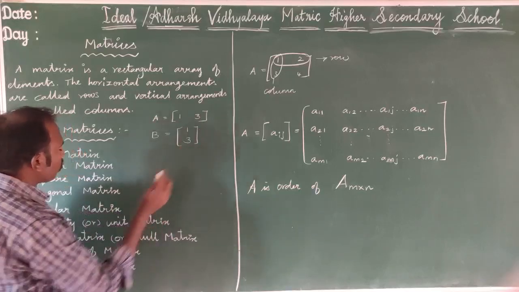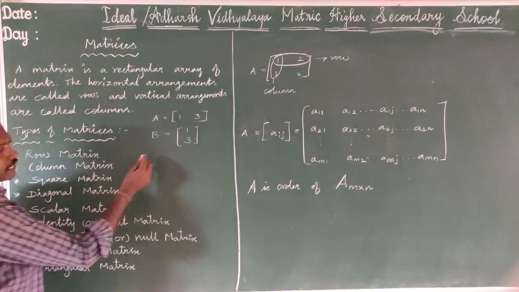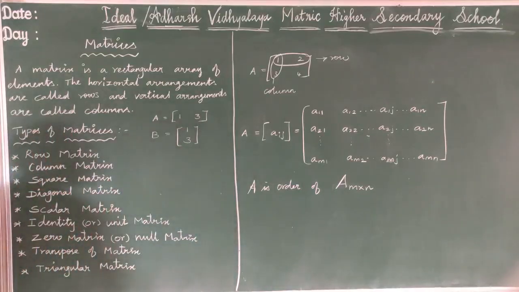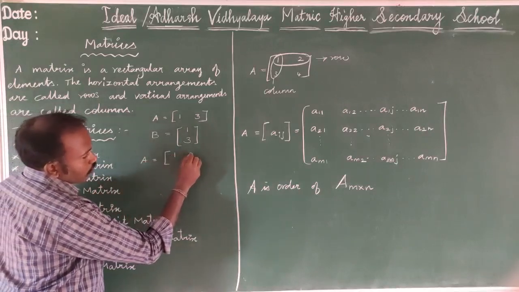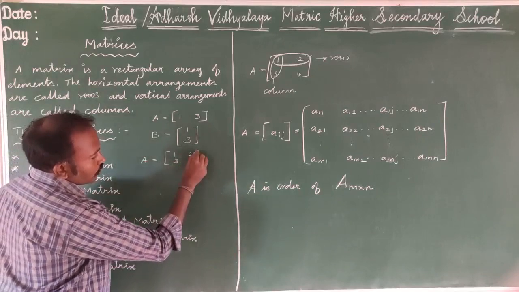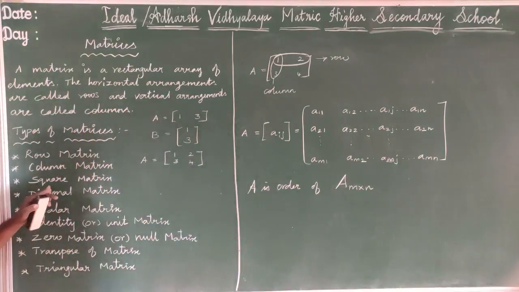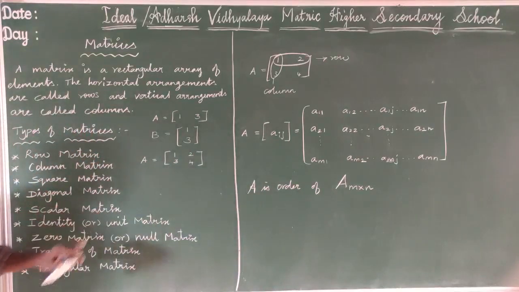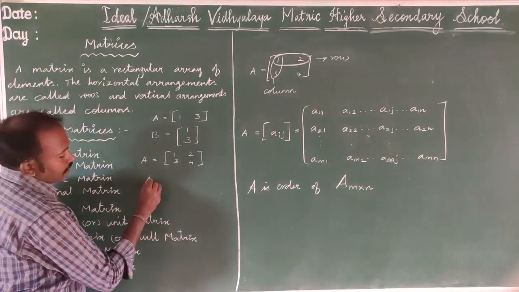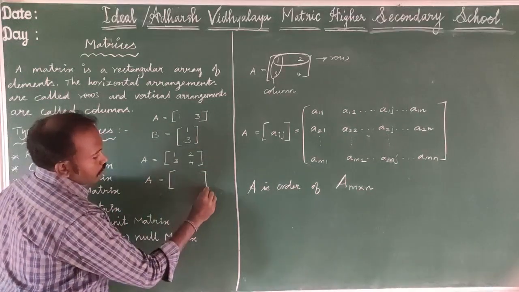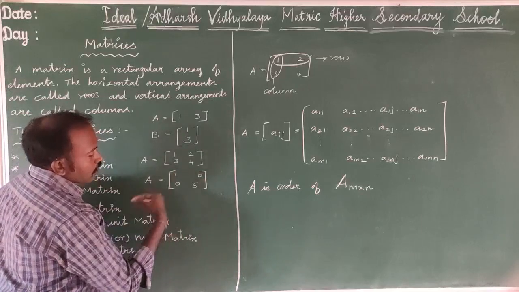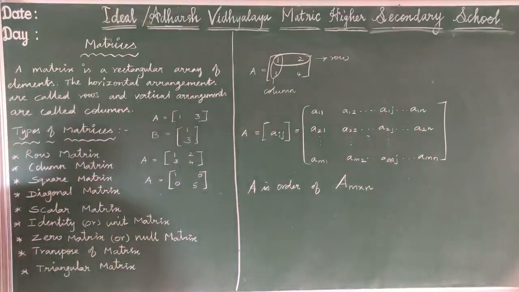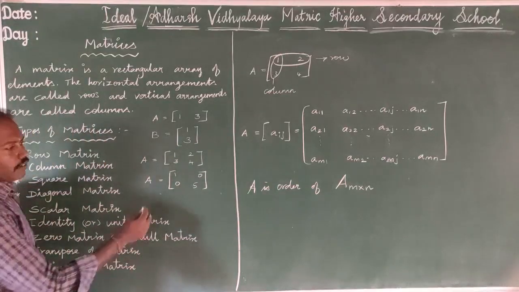Right. Next one, square matrix. That is, number of rows is equal to number of columns. Then A is equal to 1, 2, 3, 4. That is square matrix. Next one, diagonal matrix. In the diagonal matrix, the remaining elements other than the leading diagonal are 0, for example 1, 5, then 0, 0.